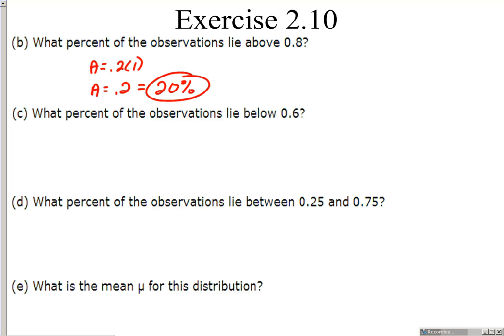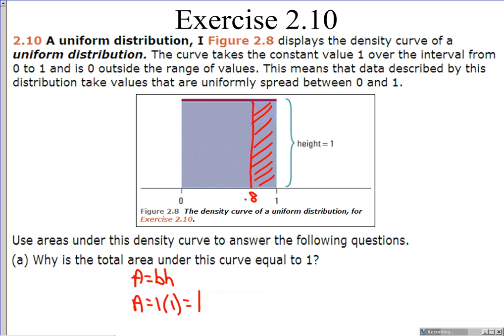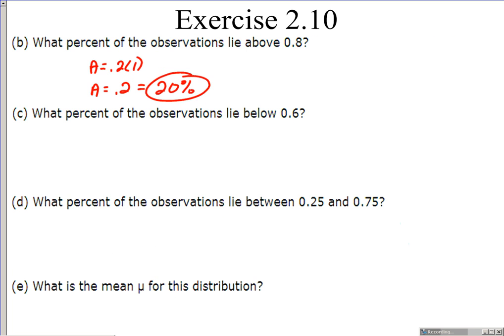What percent of the observations lie below 0.6? Do the same thing on your curve. 0.6 is about in here. So we're looking for that area to the left. The base of that is 0.6. The height is still 1. So 0.6 times 1 means that about 60% of the observations are less than 0.6.